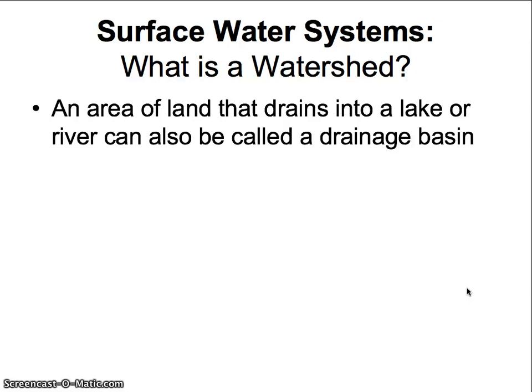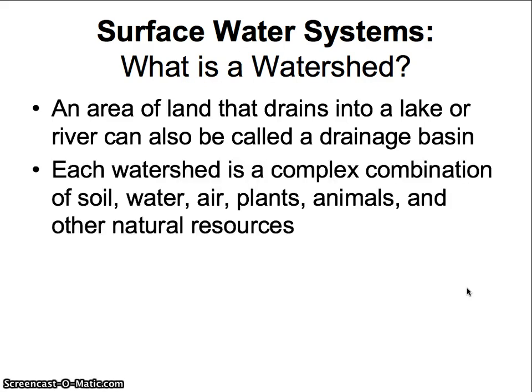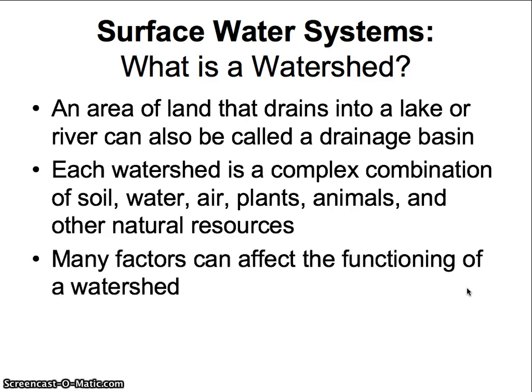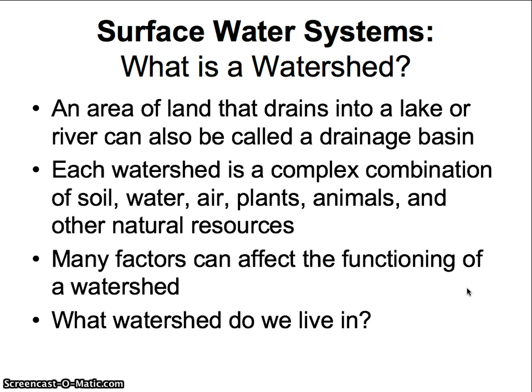So surface water systems. The first thing we're going to talk about is a watershed. Well, a watershed is an area of land that drains into a lake or river, and it can also be called a drainage basin. Each watershed is a complex combination of water, soil, air, plants, animals, and other natural resources. And many factors can affect the functioning of a watershed, such as logging, farming, grazing of animals, buildings. All different things can affect the functioning.